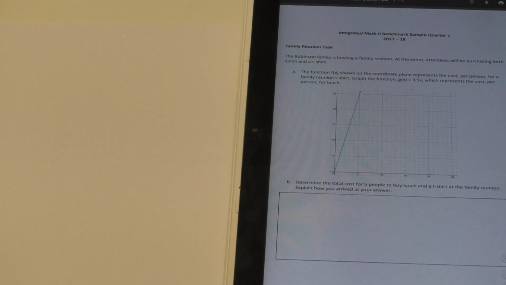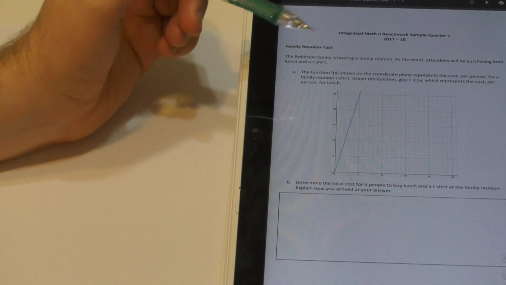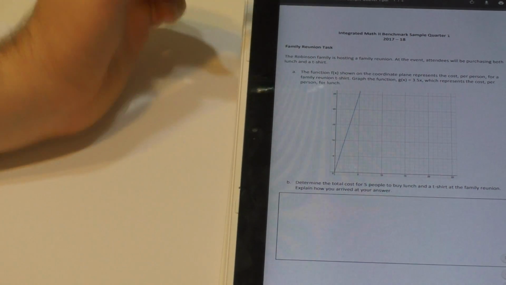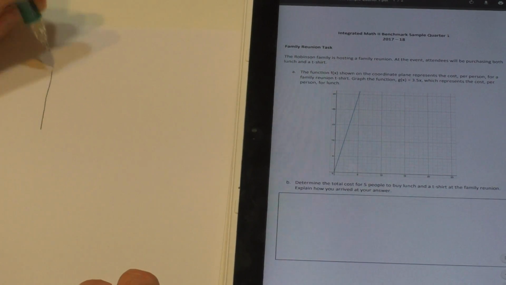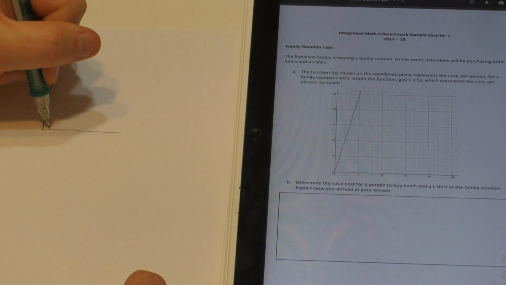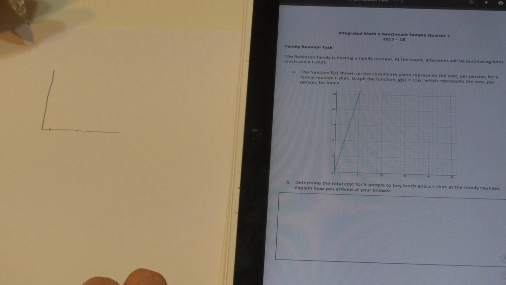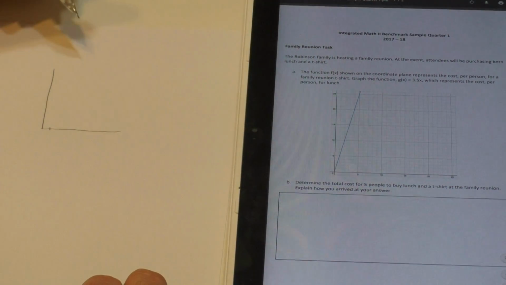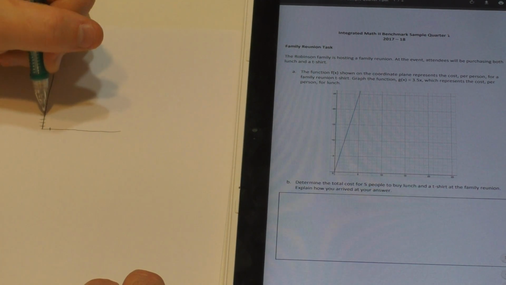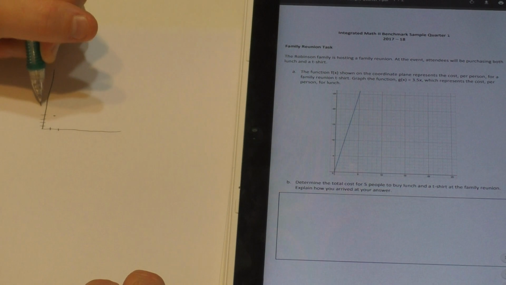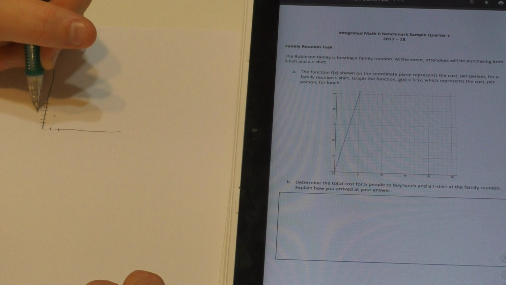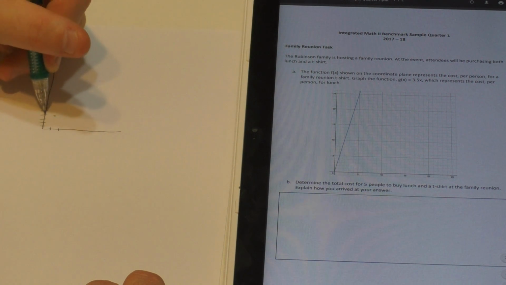g of x equals 3.5x. So y'all gotta realize here, there's 2 functions. There's f of x, which they show us, and then they want us to go ahead and graph g of x. So I'll just draw a quick graph here. This is 3.5x. So rise over run, the slope is 3.5. So you rise 3.5 and you run 1, and you go up to 7. One, 2, 3, 4, 5, 6, 7.